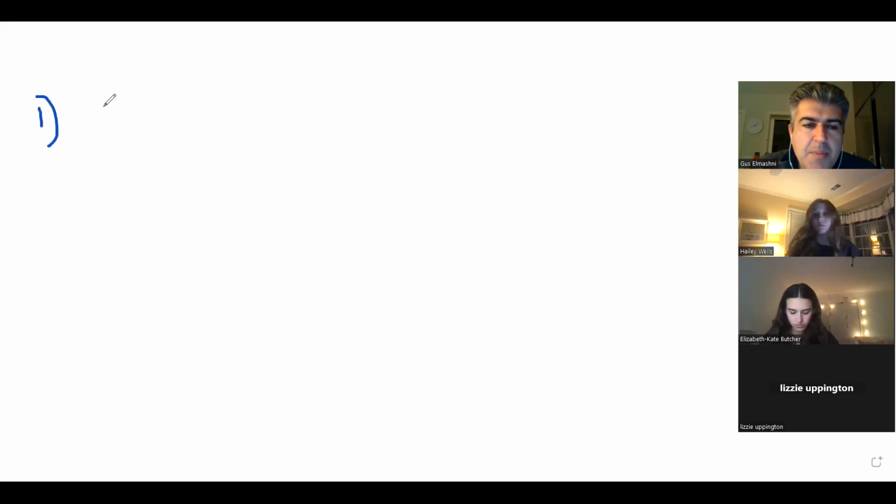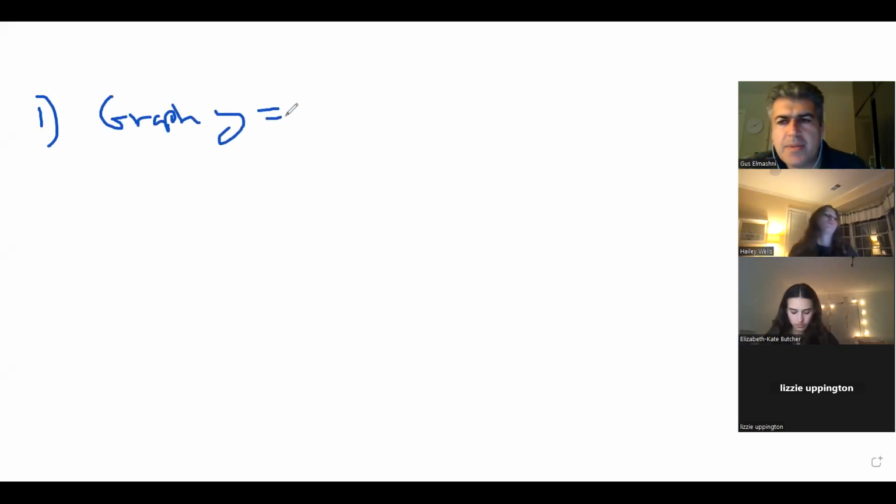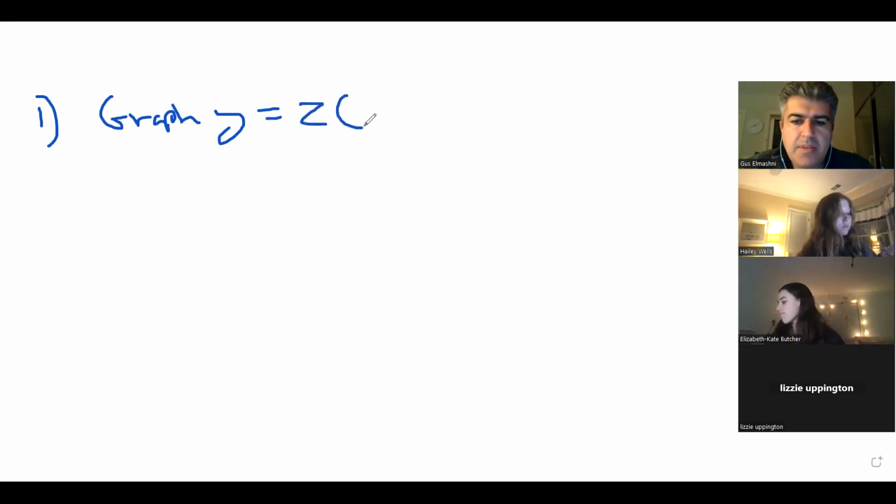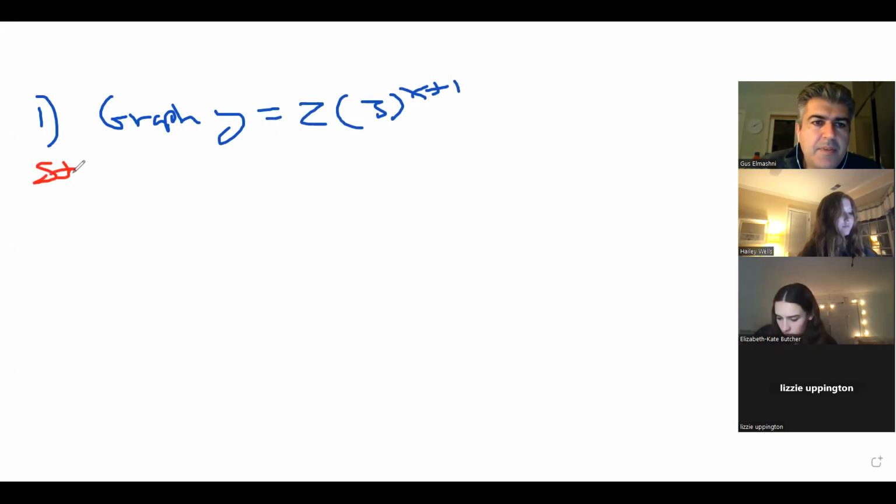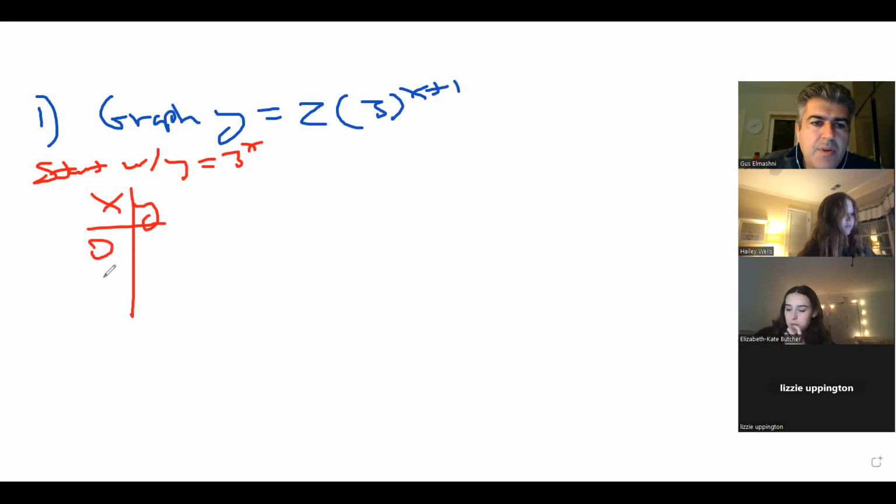So let's do the first example. Let's say I ask you to graph y equals 2 times 3 to the x plus 1. The process I would do is start with y equals 3 to the x and make a table: 0, 1, and -1.